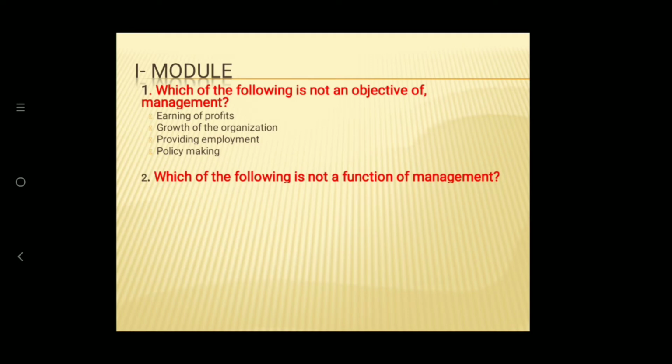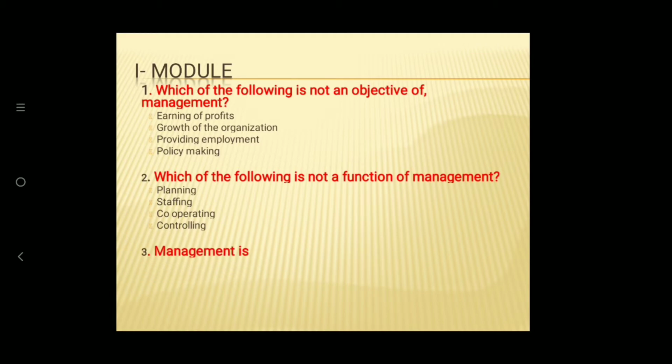Second question, which of the following is not a function of management? Planning, staffing, cooperating, controlling. Cooperating is not a function of management. Cooperating is the essence of management. Hence the right answer is cooperating.